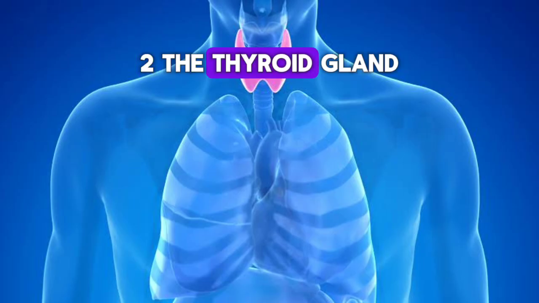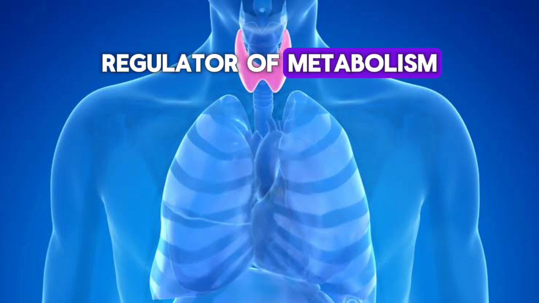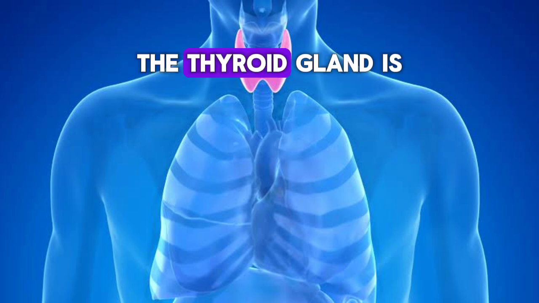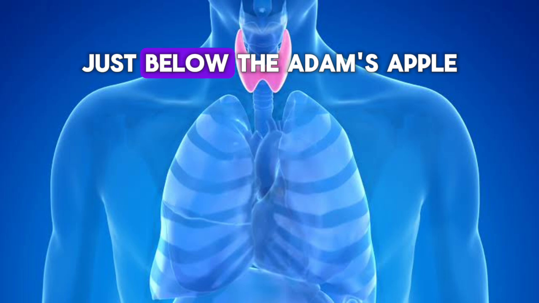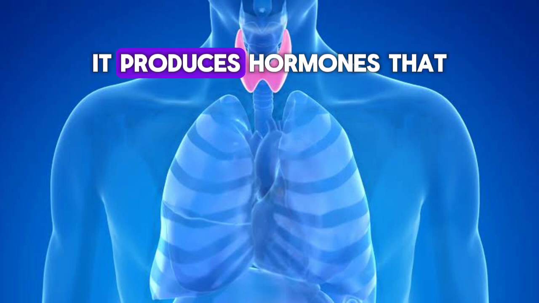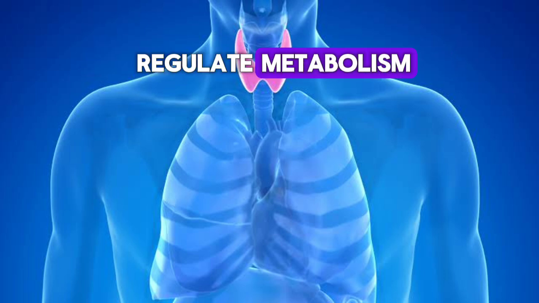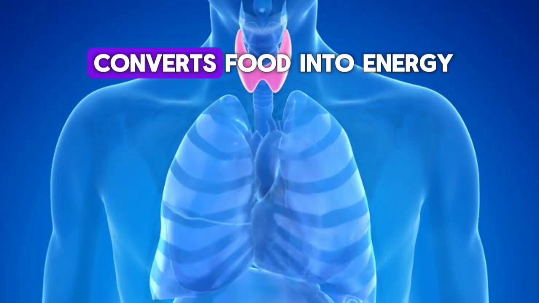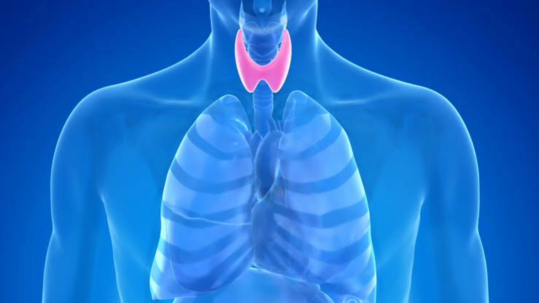2. The thyroid gland, regulator of metabolism. The thyroid gland is located in the neck, just below the Adam's apple. It produces hormones that regulate metabolism, which is the rate at which your body converts food into energy.